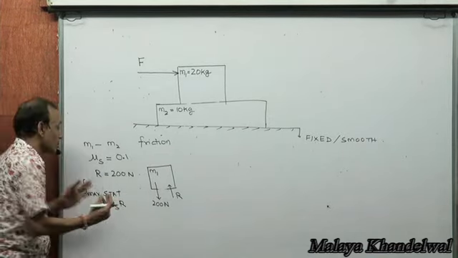Now, so m2 and m1 will exert frictional forces on each other in the common tangent direction. This is the common tangent direction, right?